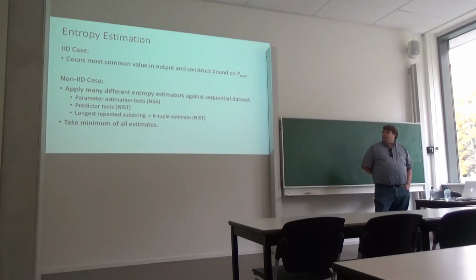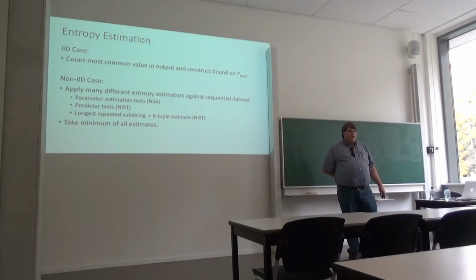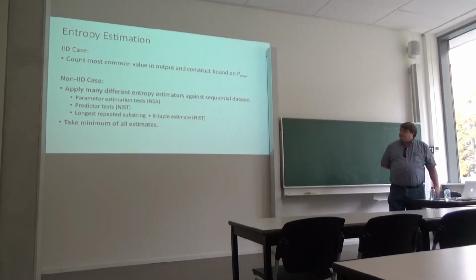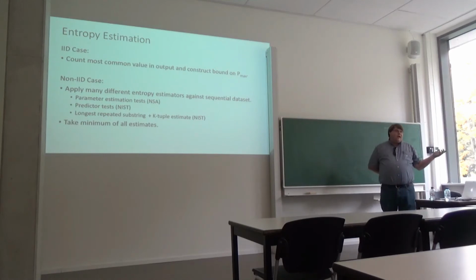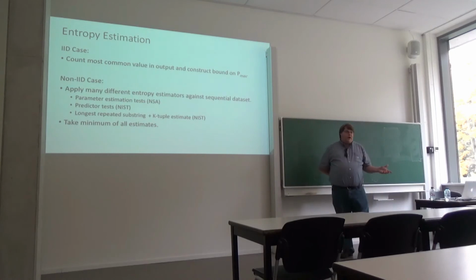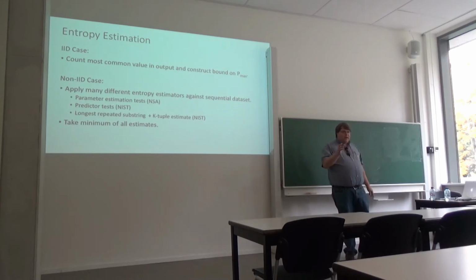And so we also do a couple of other tests that are basically very straightforward, sort of counting things. And then the goal here is we take the minimum of all the estimates. So we're trying to make as conservative an estimate of entropy as possible. So we want to take the minimum entropy. That means we want to give it as little credit as possible. If there's any of these models that say you don't have very much entropy, then we want to go with that and be super conservative.